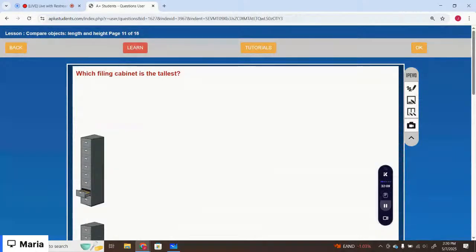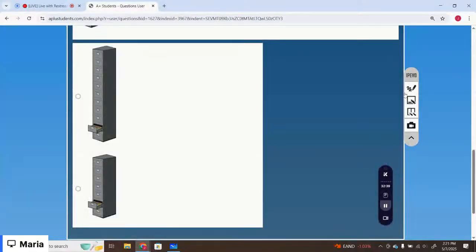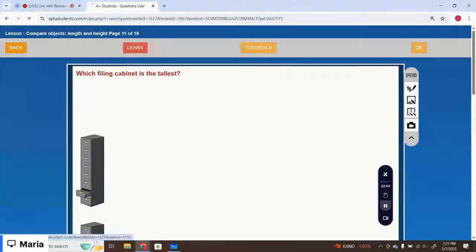Okay, you can complete the lesson by yourself later today. I think these are the easiest ones, aren't they? So let me just move into the next lesson. Which filing cabinet is the tallest? Option number one. Let's just move into the next lesson.